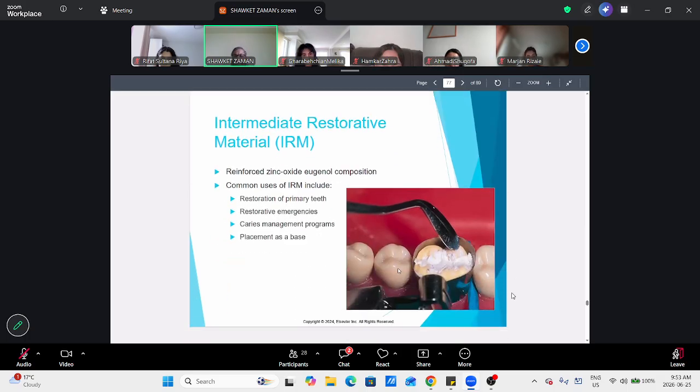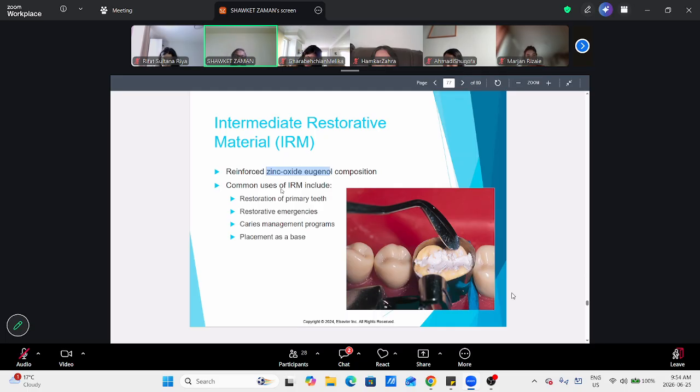What is the name of that material? We call it the IRM. That is another important material which we are going to mix in our practical class. IRM means Intermediate Restorative Material. Chemically, it contains zinc oxide eugenol. Zinc oxide is the name of the powder and eugenol is the name of the liquid. Combined, we call them zinc oxide eugenol. In short, we call it ZOE. ZOE is the short form of IRM.